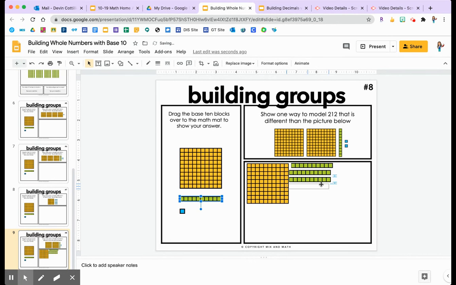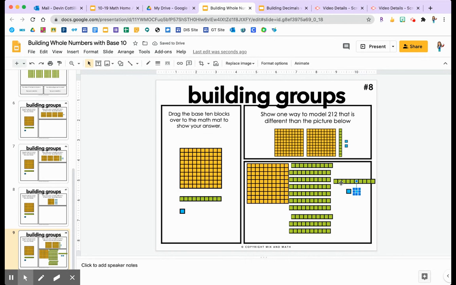So I'm going to drag over 10 to represent my second 100. So there's 5, 6, 7, 8, 9, 10. So right now my model shows 100 and 200. And then I'm going to continue to use the same thing that the picture above used for my 12. So 1 tens rod and then 2 cubes for my 2. So now I have 200, 10, 11, 12. So that's another way to show 212 using base 10 blocks.